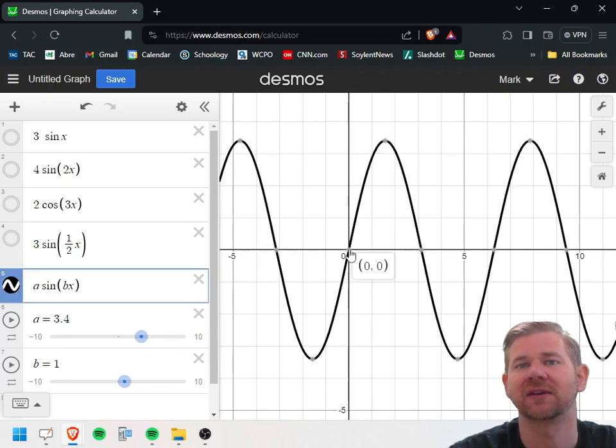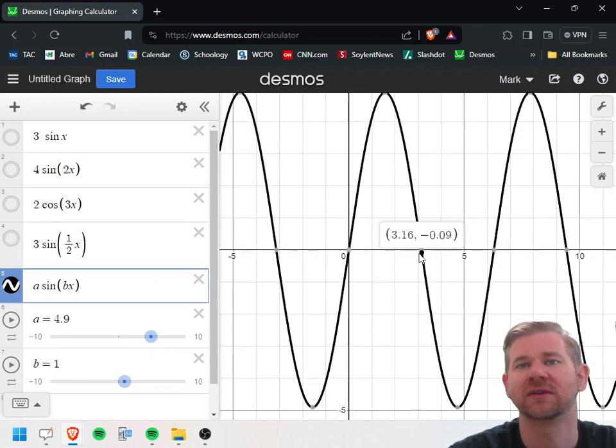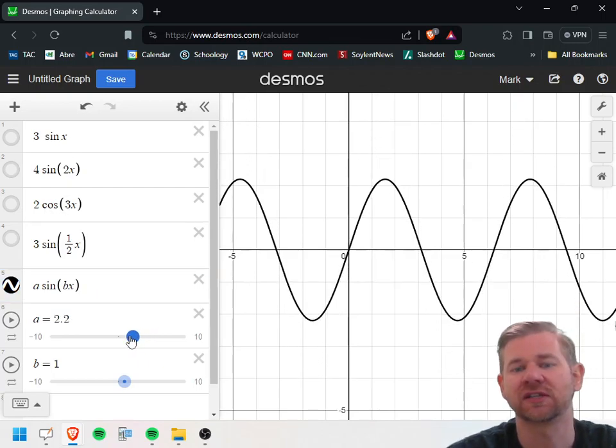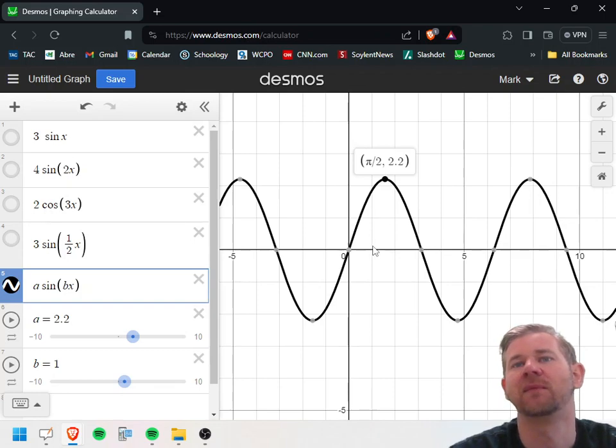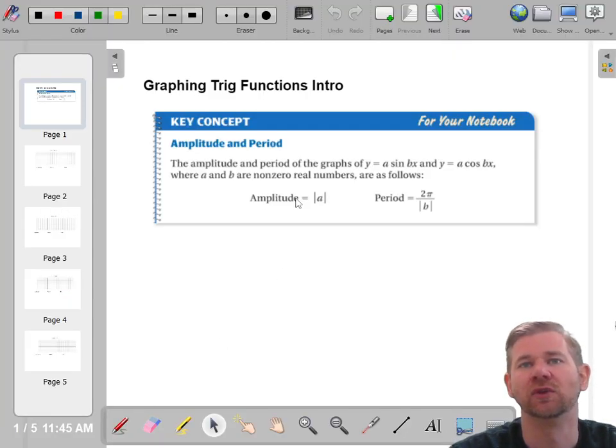Notice how the x is not changing. Pi and 2 pi are staying the same. As I do this, those are still at pi and 2 pi. So I'm just stretching it out vertically. That's called the amplitude. The amplitude is the distance from the midline, which in this case is the x-axis, to the maximum, or the distance from the midline to the minimum. And if you look, it's the number that is in front of sine or cosine.